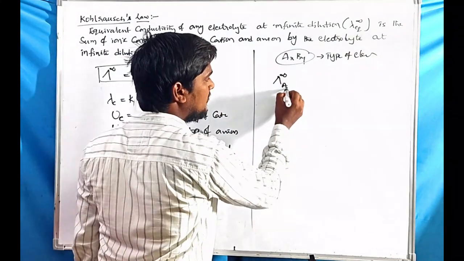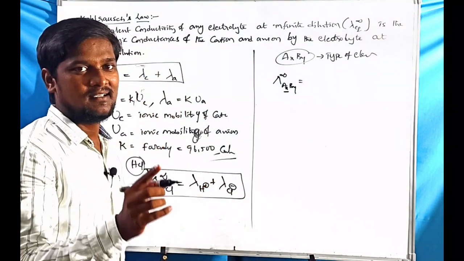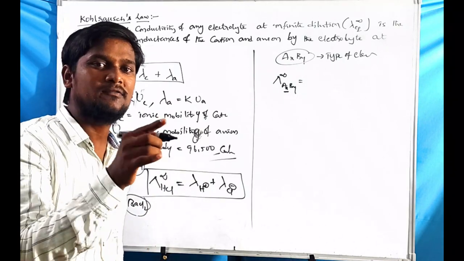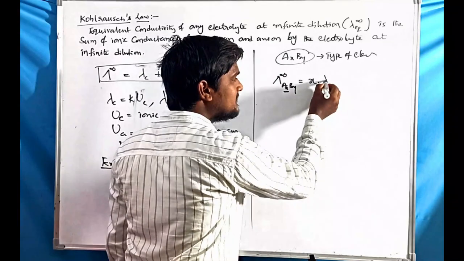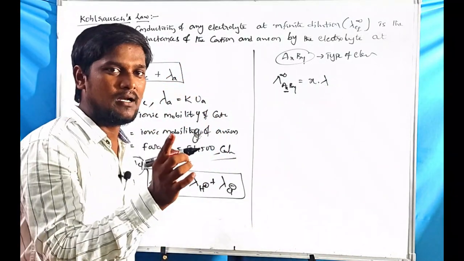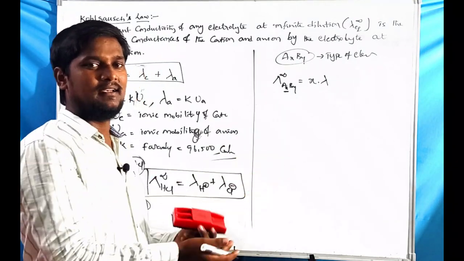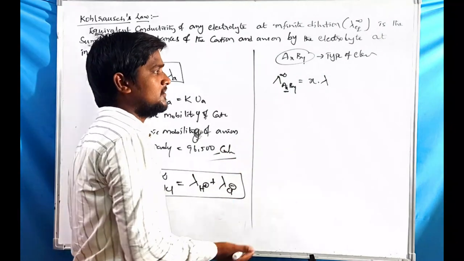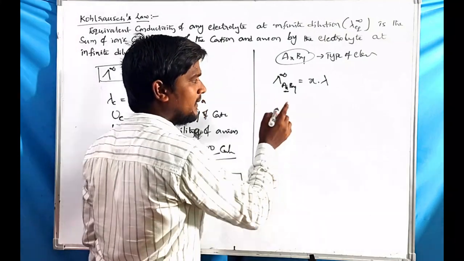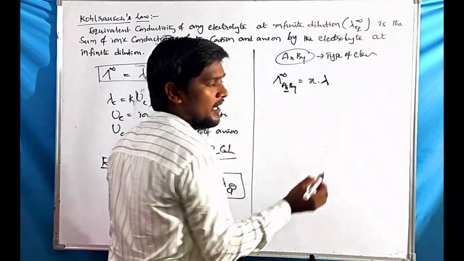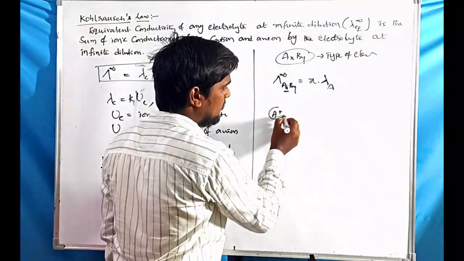Now I'll give the simplest representation. The equivalent conductance at infinite dilution of A_X B_Y is equal to, now here, the subscript X indicates the number of ions of A. So the number of ions of A into its conductance: if only one mole of A is present, then one; if two ions are there, then two; if three ions are there, then three. So A_X indicates the number of ions of A present. Now here this is lambda, the ionic conductance of A.